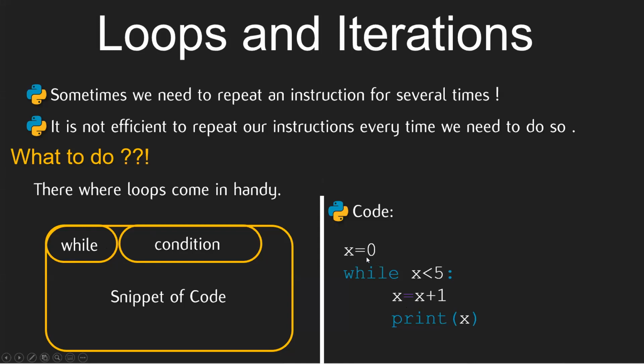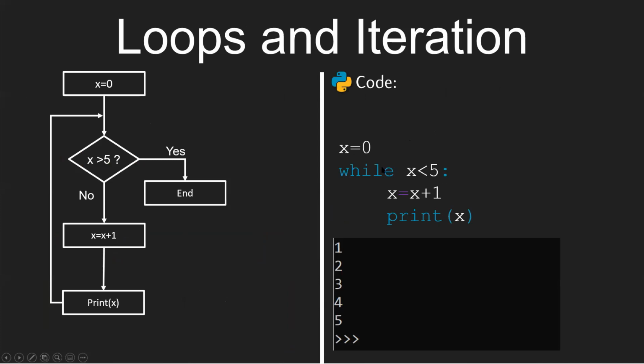This code says x equals 0, and we are asking: while x is smaller than 5, do this operation and print. What's going to happen? First, x is 0, so it's not greater than 5, it's still smaller than 5, so the condition is correct. Let's go: x equals x plus 1, so 0 plus 1 is 1, and we print 1. We go again. x is still smaller than 5.